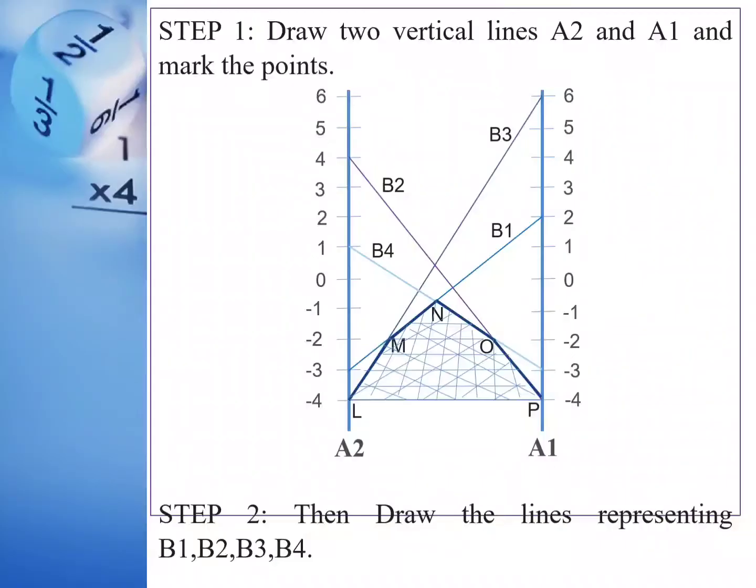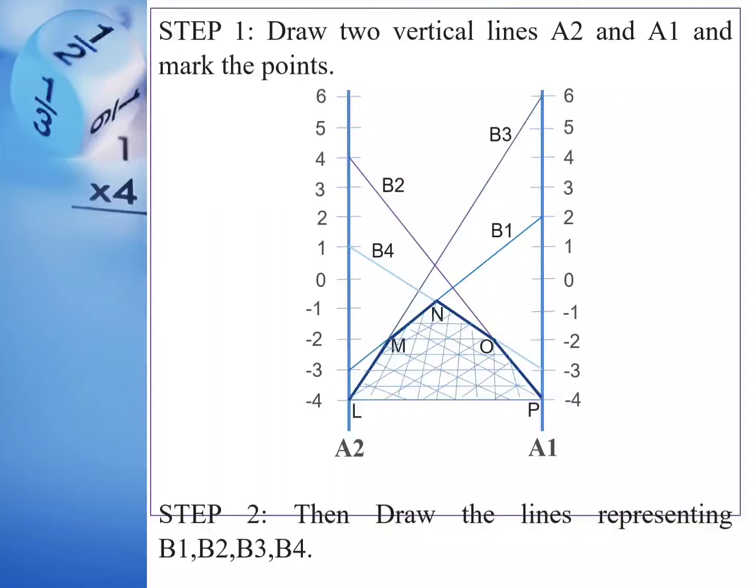Let's draw 2 vertical lines A2 and A1. On both A1 and A2, mark the points. So the maximum row value is 6 and the minimum row value is minus 4. So we are going to mark the points from 6 to minus 4 on both the lines A1 and A2. Then draw the lines representing B1, B2, B3 and B4.